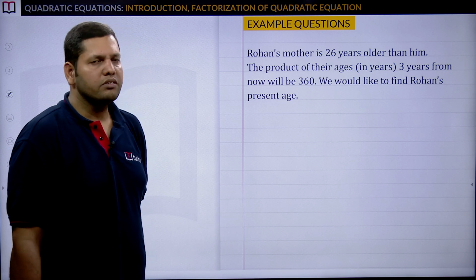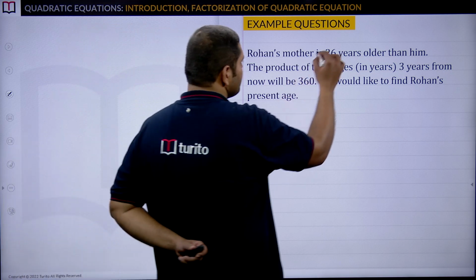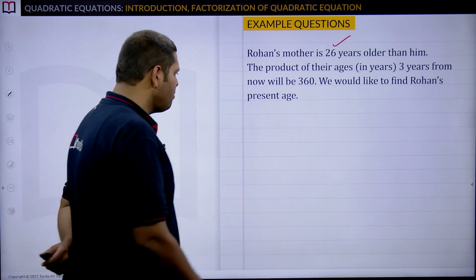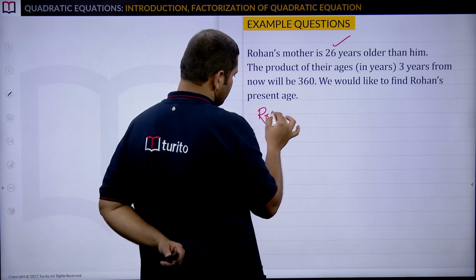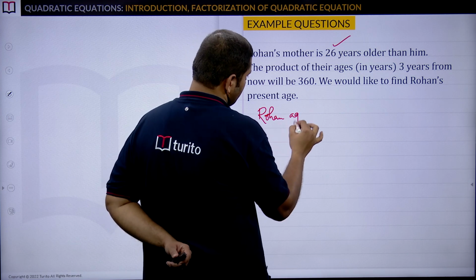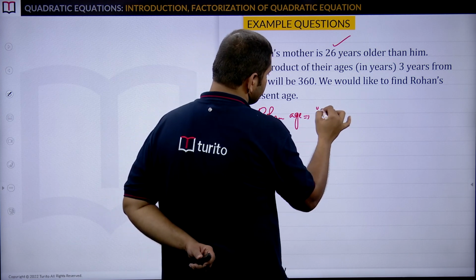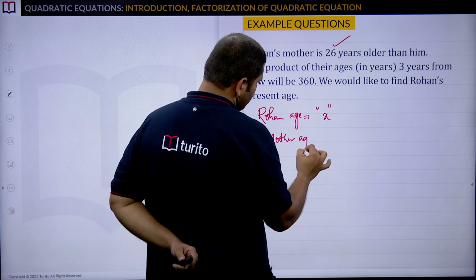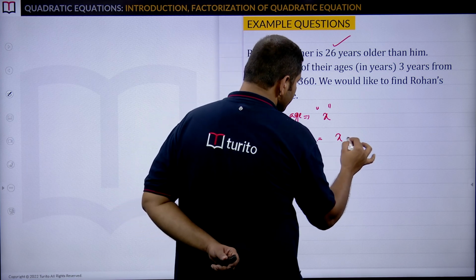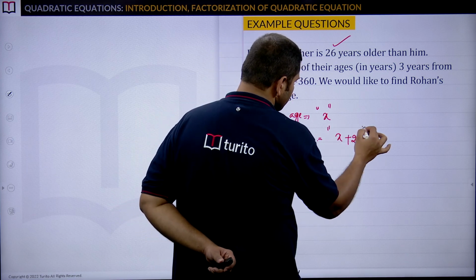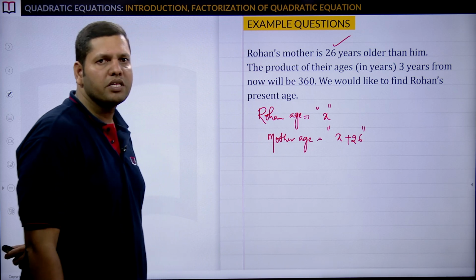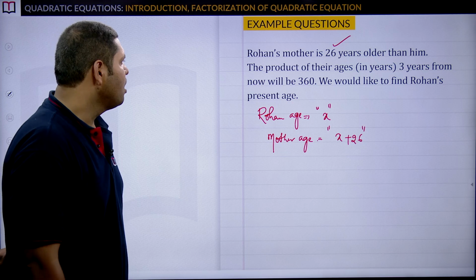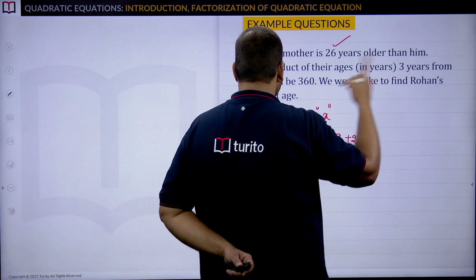Now children, look at this question here. Rohan's mother is 26 years older than him. Children, first I am taking Rohan's age. So Rohan's age I am taking as x. Then what is the mother's age, children? The mother's age will be x plus 26, isn't it, children? Because the mother is elder than the son. So the mother's age will be x plus 26. The product of their ages 3 years from now.